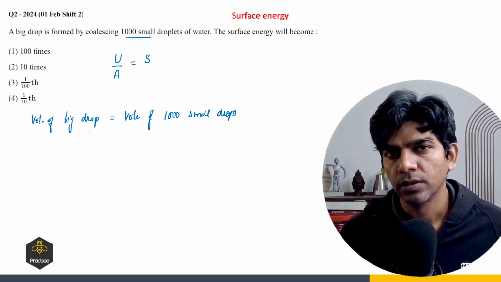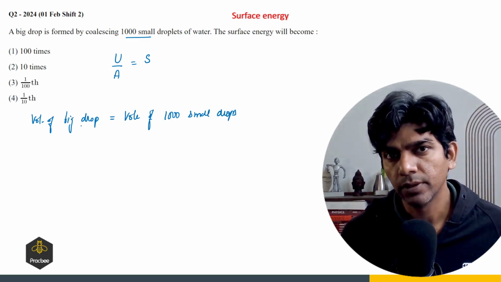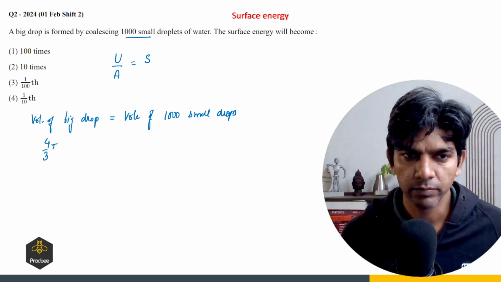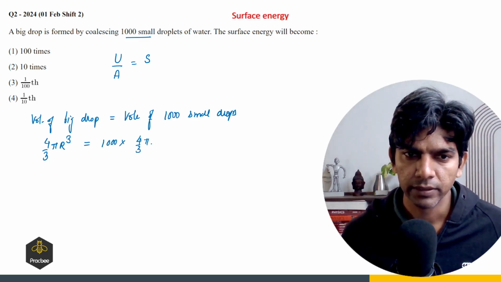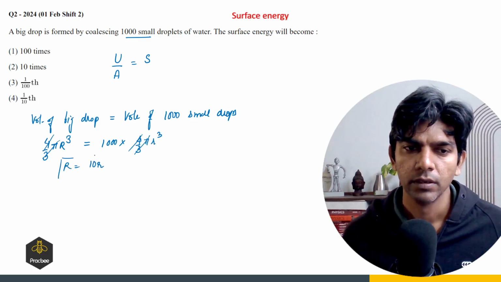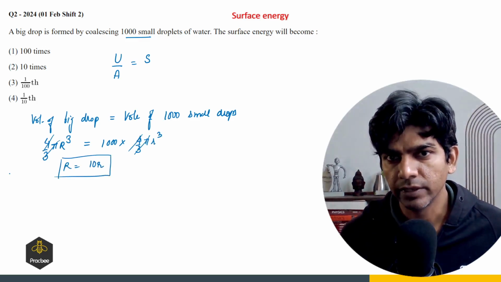So if I assume the radius of the big drop as capital R and the radius of small drop as small r, so we can write it as 4 by 3 pi capital R cube is equal to 1,000 times 4 by 3 pi small r cube. So 4 by 3 pi will get cancelled out. So R comes out to be 10 times small r. Now we got the relation between the radii.